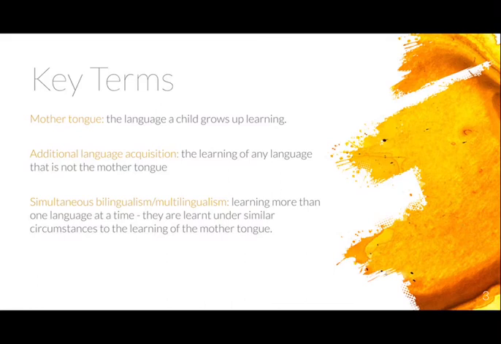Okay, so here are some key terms that we need for these slides. We have mother tongue, which we know is a language that the child grows up learning. We have additional language acquisition, which is the learning of any language that is not the mother tongue. And we have simultaneous bilingualism or multilingualism. That's when you learn more than one language at a time, and they're learned under similar circumstances to the learning of the mother tongue.